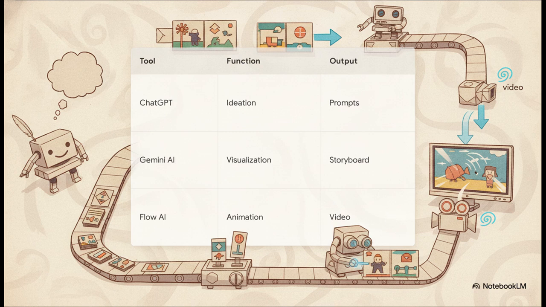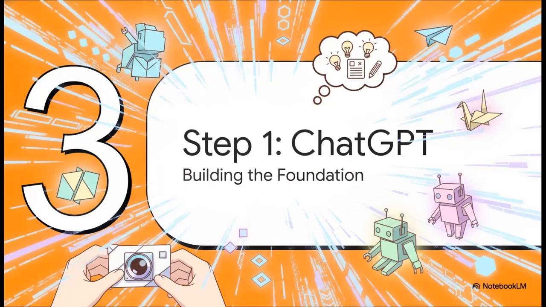Before we actually step onto the factory floor, let's map out this assembly line. We've got 3 stations. Station 1 is ChatGPT for ideation, which outputs 10 ideas in your dual prompts. Station 2 is Google Gemini AI for visualization, creating your frame-by-frame storyboard image. And Station 3 is Flow AI for animation, delivering your final animated video. It is honestly wild how cleanly these 3 distinct AIs talk to each other, seamlessly passing the baton from start to finish. Let's get into it.